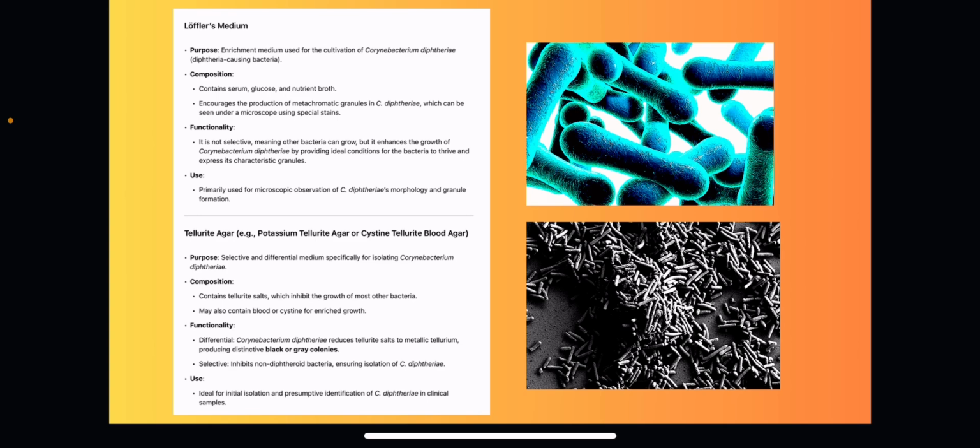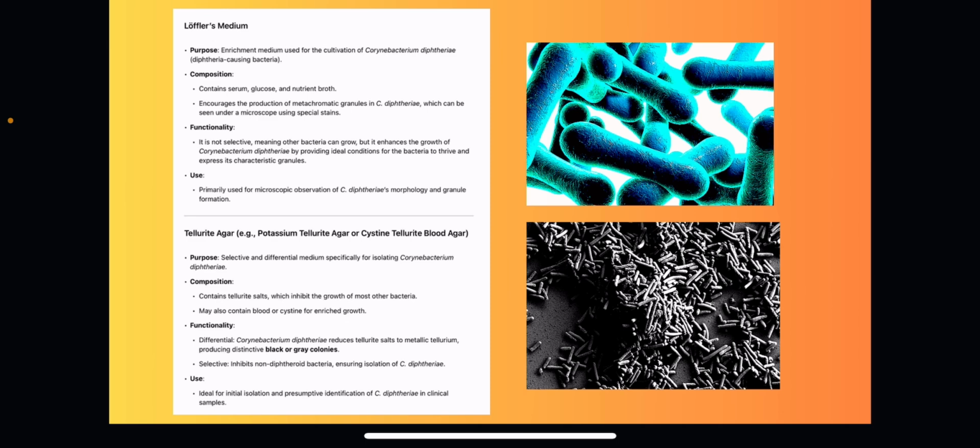So now let's get into the medium. Loeffler's medium is an enrichment medium. It is used for the cultivation of Corynebacterium diphtheria, which is a diphtheria-causing bacteria. The medium is made up of serum, glucose, and a nutrient broth. It encourages the production of metachromatic granules. These bluish green granules, which you can see in the picture right on top in these bacteria, can be seen under the microscope using special stains.